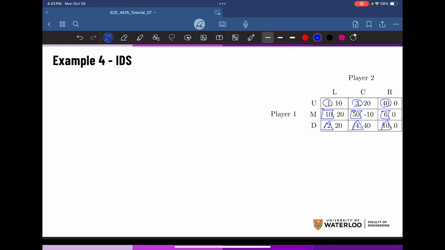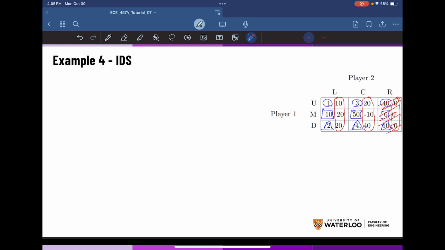So starting with player number 2, we want to see which action dominates the other. So it's completely obvious that L dominates R, because R is 0, 0, 0, and L is 10, 20, and 20. Now, we cannot say that L dominates C, because we have a 20 over here and a 40 over here, but a 10 and negative 10 over here. So a 20 over here, a 10 over here, a 40 over here, a 20 over here, but a negative 10 and a 20 over here. So we cannot say that L dominates C.